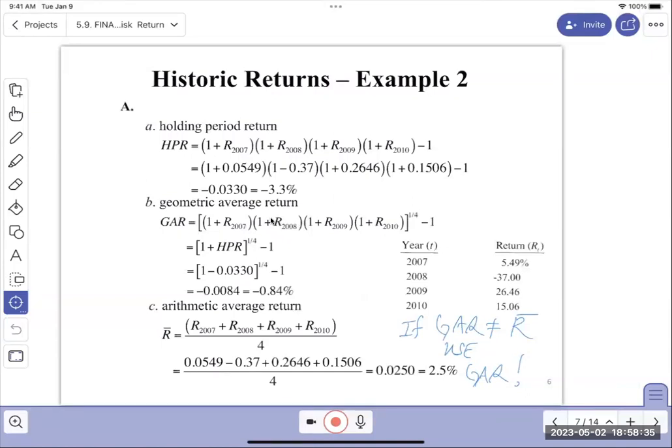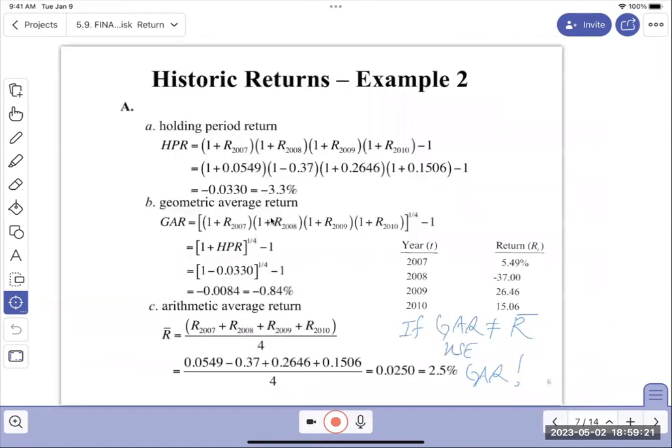If you calculated the median, it should be different from R bar. The median of this data, if I rank this in order, would be between 26 and 5. It still wouldn't be good. No, wait, because it would be negative, yeah. The median would be between 5 and 15, so it wouldn't be good. GAR is better. So GAR is an improvement.